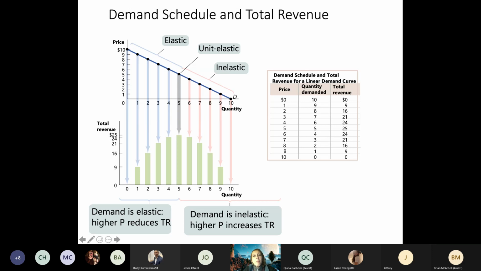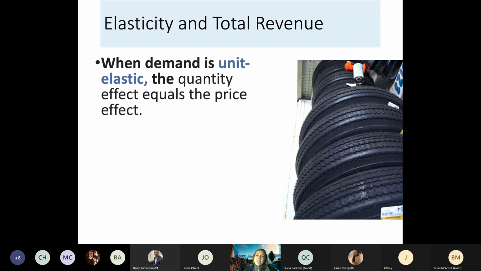We would have better luck, so a slightly different result, if our demand curve was actually curved, like bowed in. So we would have a slightly different impact on revenue. It would not be going down just as steeply. But in this case, yeah, total revenue goes down.